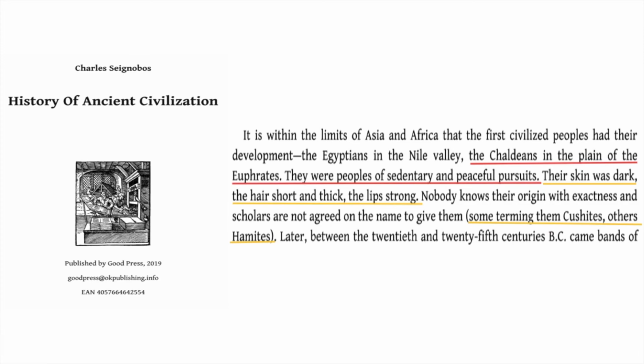Their skin was dark, the hair short and thick, and the lips strong. Some term them Cushites, others Hamites. So interesting. Again, we're seeing that Chaldeans are being represented as an African-looking people: dark skin, thick, short hair, strong lips.